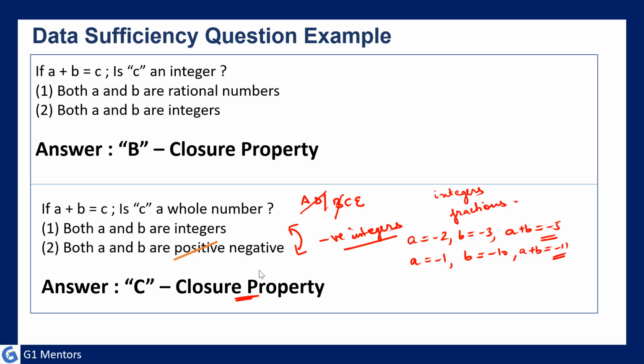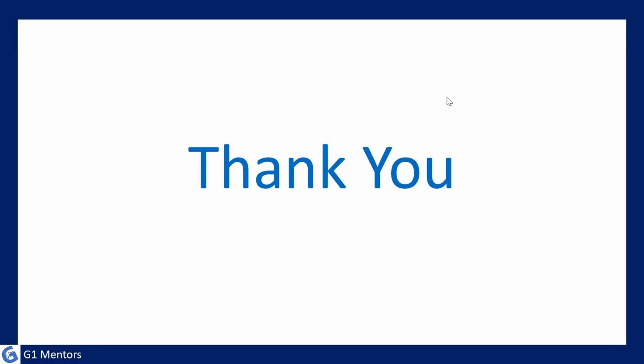So that is how number properties become very important in data sufficiency questions. You should always remember that there is a closure property, a commutative property, and an associative property of real numbers, which are tested on GMAT mostly during data sufficiency questions.